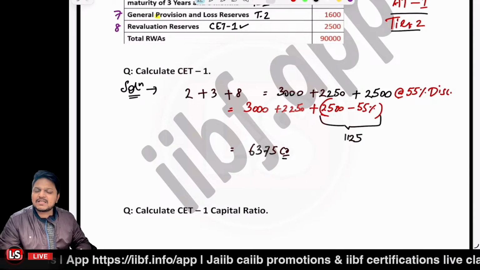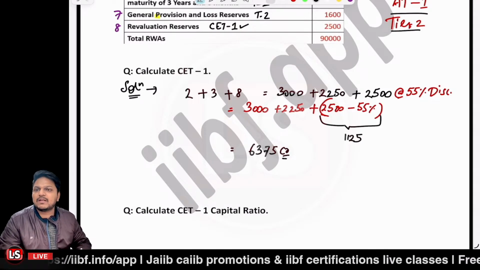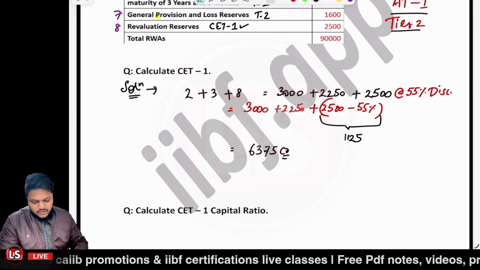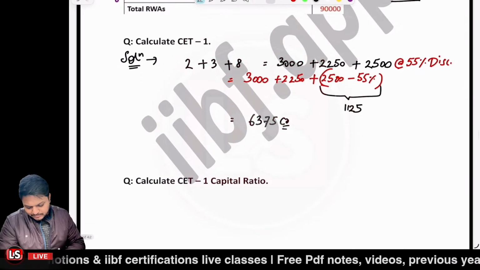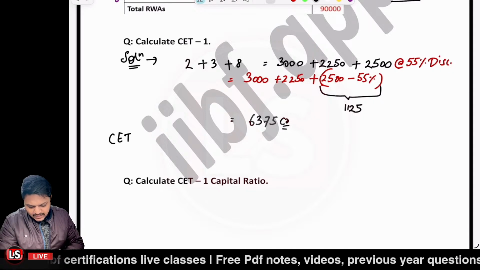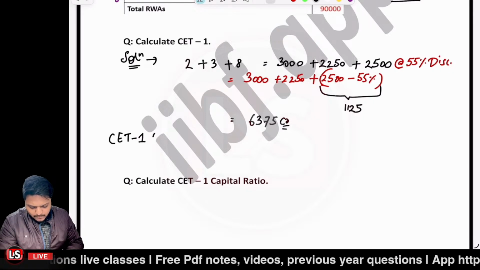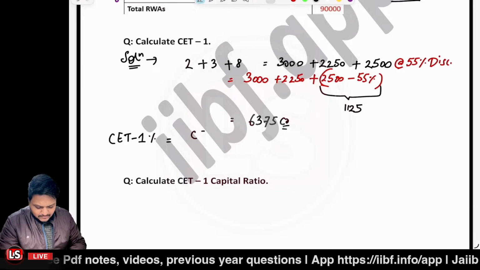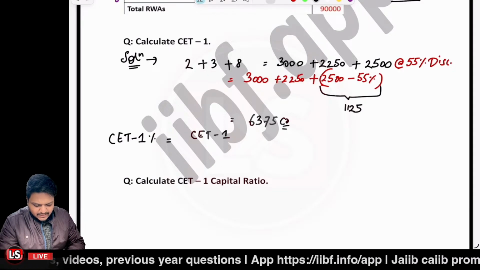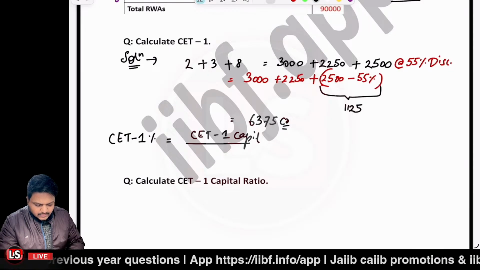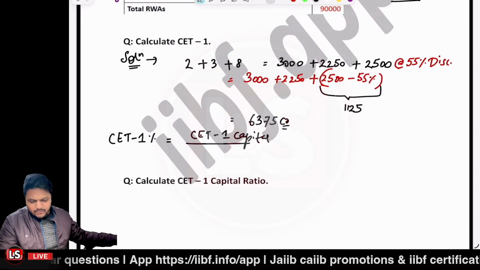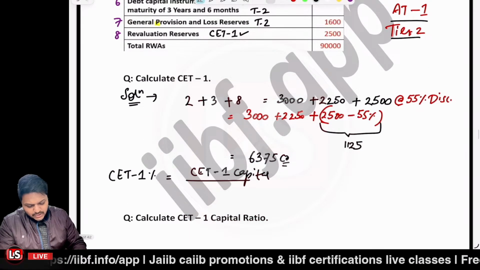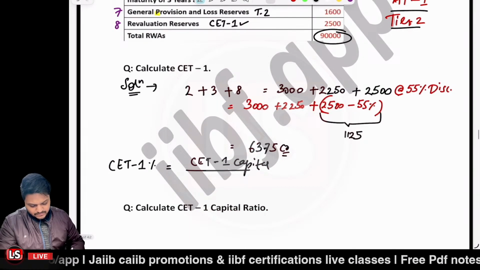Here they have simply asked to calculate the CET1, not the ratio. We can also calculate the ratio if it is asked in the exam. So what will be the CET1 ratio? If we are asked to calculate the CET1 ratio or percentage, how can it be calculated? The formula is CET1 capital divided by the total risk-weighted assets, which in the question are given to be 90,000 crores.